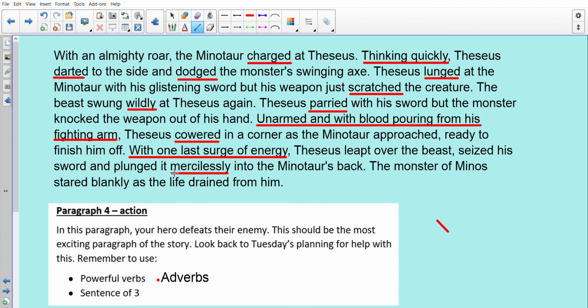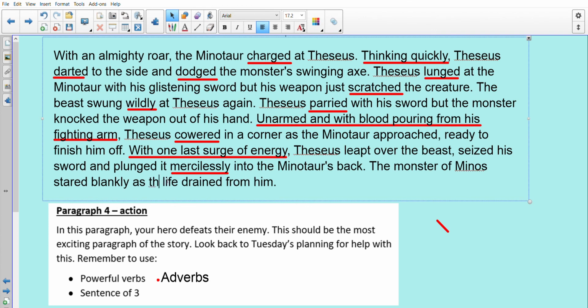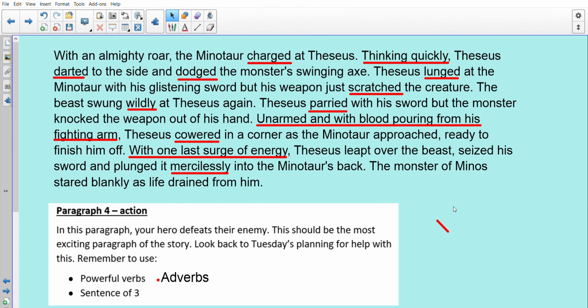The monster of Minos stared blankly as the life drained from him. Okay, so that's an example of an action sequence. It's basically a fight scene, isn't it? And then we'll get to paragraph 5 tomorrow.